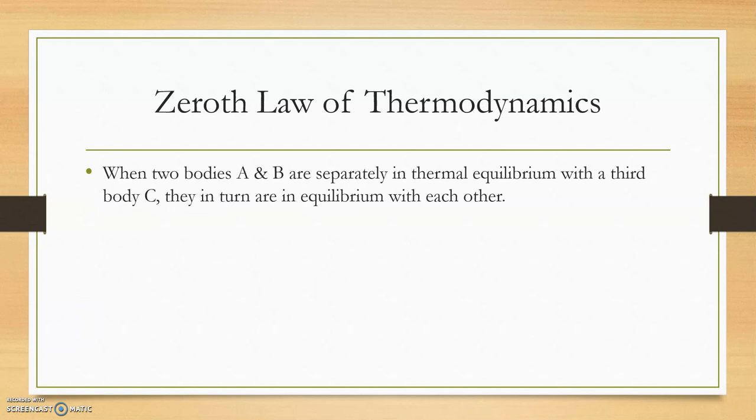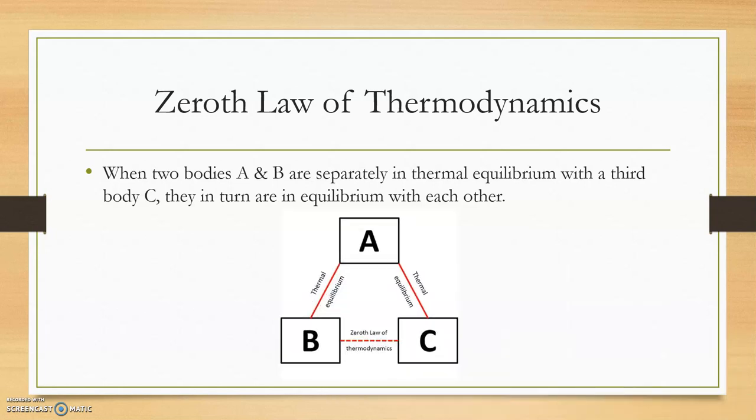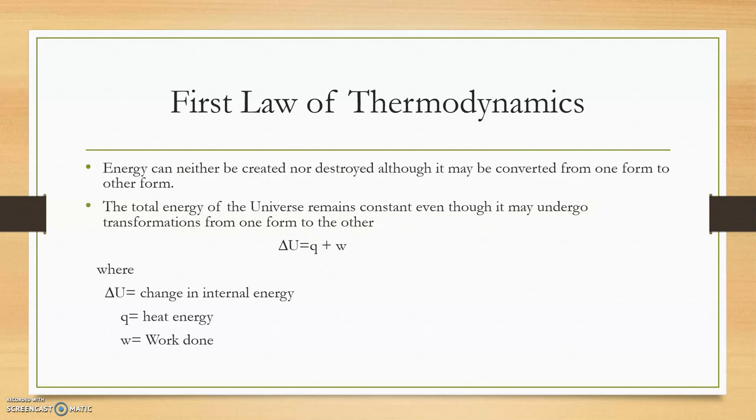Zeroth Law of Thermodynamics states that when two bodies A and B are separately in thermal equilibrium with a third body C, they in turn are in equilibrium with each other. For example, if A and B are in thermal equilibrium with another body, that is C, then all the three bodies A, B, C are in thermal equilibrium with each other. This is called the Zeroth Law of Thermodynamics.